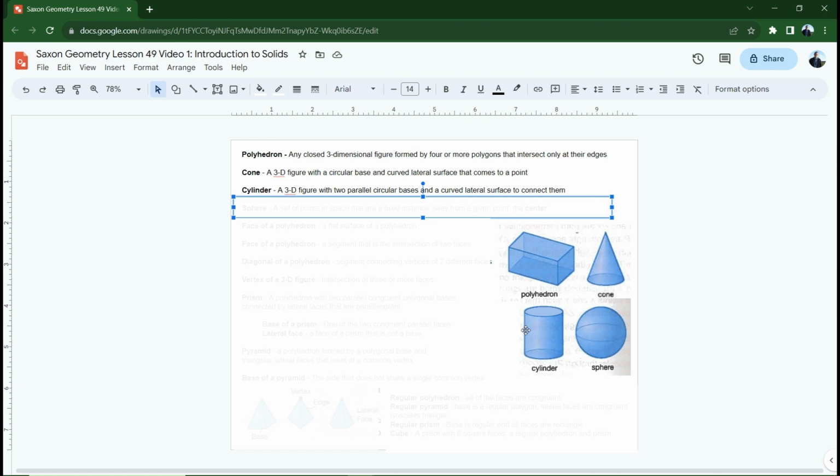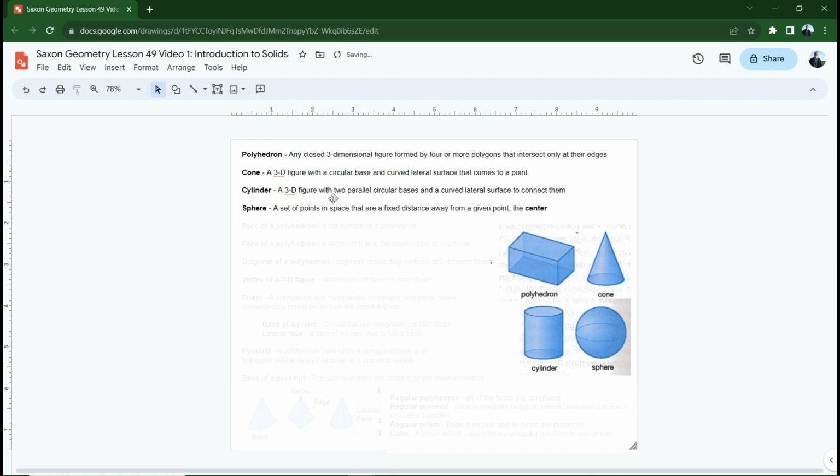That is a cylinder. A sphere is a set of points in space that are a fixed distance away from a given point, the center. And just like the other shapes, the cone and the cylinder, if I were just to cut this horizontally anywhere, the cut would be a circular shape. So these 3 things, the cylinder, cone, and sphere, have in common that they're all based on a circle, not a polygon. A circle is not a polygon.